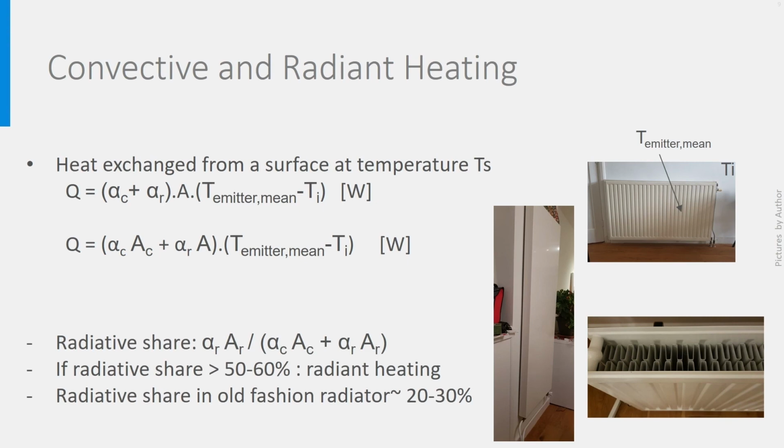In general, if the radiative share is higher than 50 to 60%, we will speak about radiant heating. The flat radiator on the picture is such one. If the radiative share is lower than 50%, we will call it convective heating. Old-fashioned radiators have in general a radiative share of 20 to 30%, but keep in mind that both radiative and convective heat transfer are always there. I also remind you of what you've learned in the course Health and Comfort in Buildings, being that the temperature of the surface is very important for the comfort.